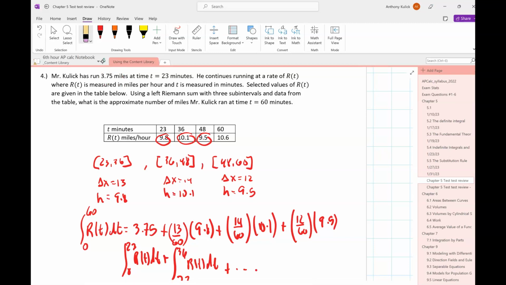So it says in the problem that you use 3 sub-intervals. Are your 3 sub-intervals your 23 to 36? Yeah. Yep, those are my 3 sub-intervals. But if it was the right Riemann sum, it would be the last 3. So yeah, then this one would be 10.1, this one would be 9.5, and this one would be 10.6 if it was right.